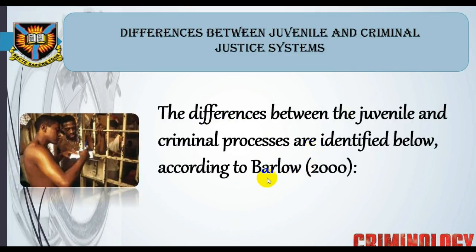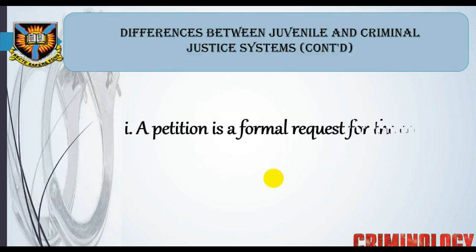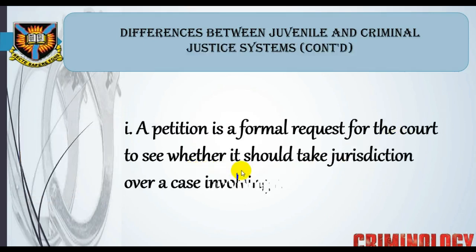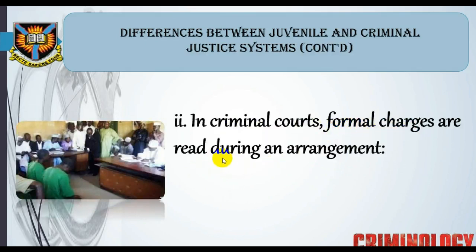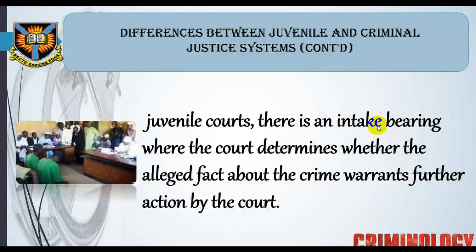The differences between the juvenile and criminal processes are identified below, according to Barlow, 2000. 1. A petition is a formal request for the court to see whether it should take jurisdiction over a case involving a juvenile. 2. In criminal courts, formal charges are read during an arraignment. In juvenile courts, there is an intake hearing where the court determines whether the alleged fact about the crime warrants further action by the court.